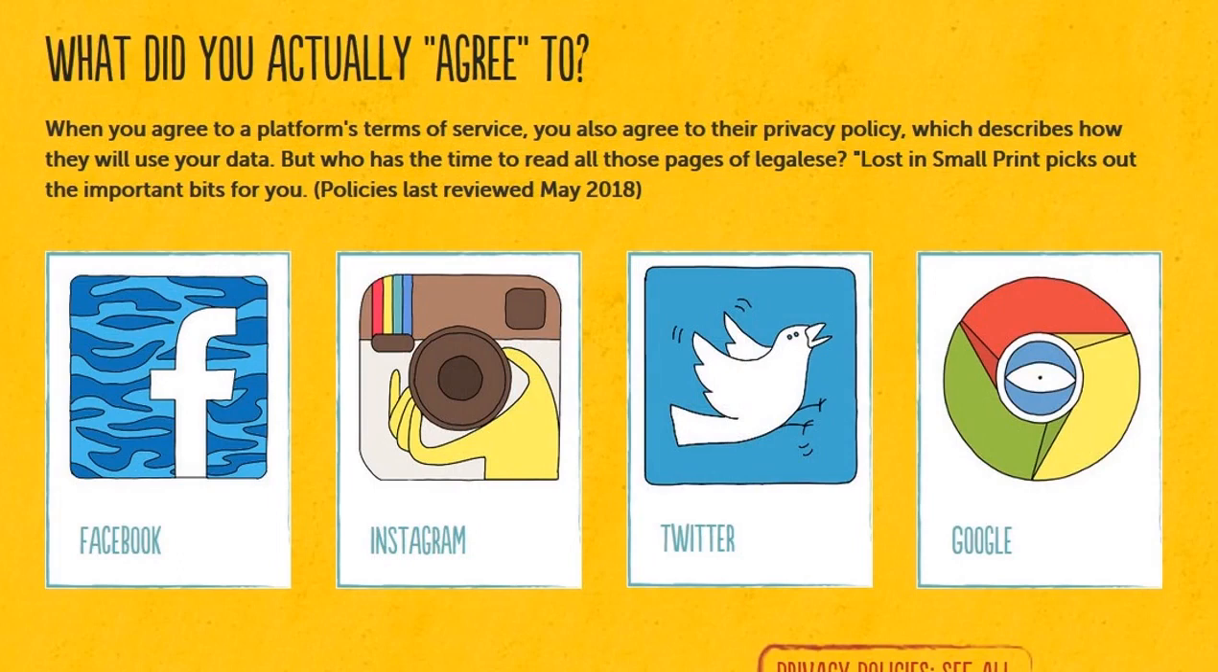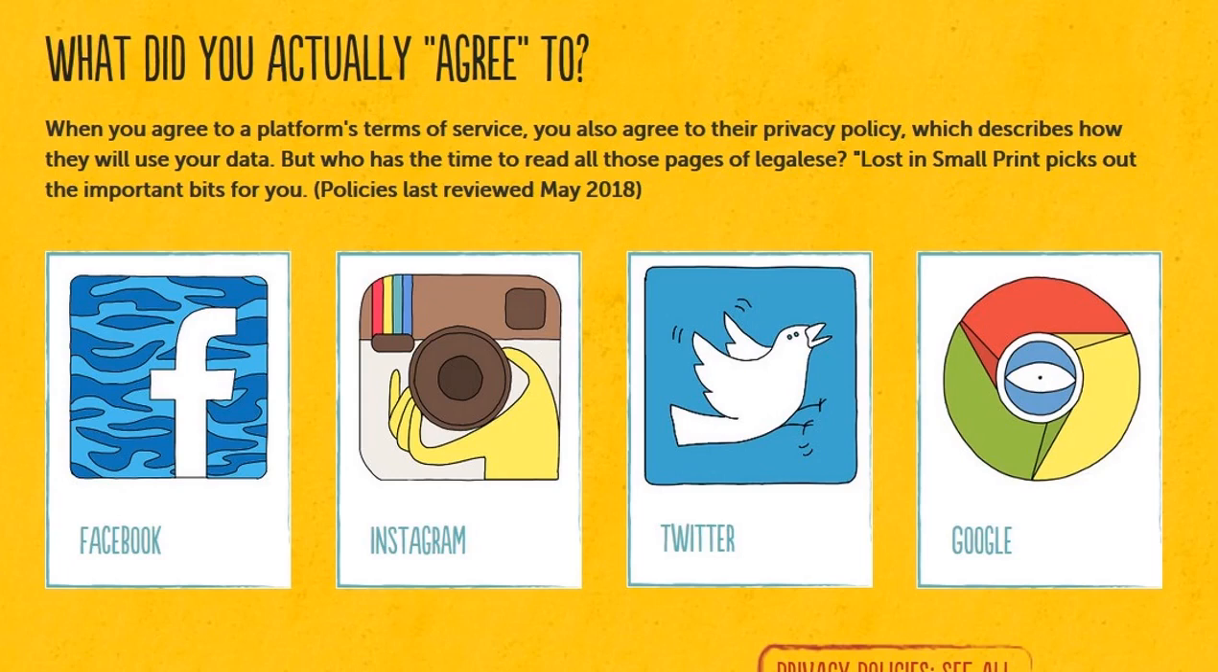So this is something we've all done whenever we made social accounts. What did we actually agree to? When you agree to a platform's terms of service, you also agree to the privacy policy. It describes how they will use your data. But obviously, you're not going to sit through 20 to 30 pages, sometimes even more, of legalese.